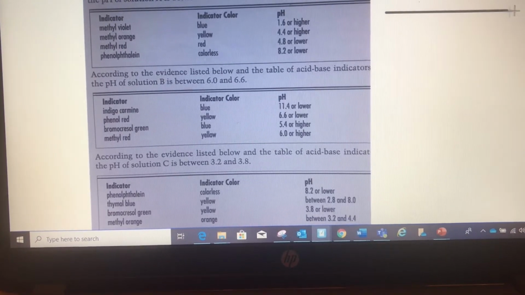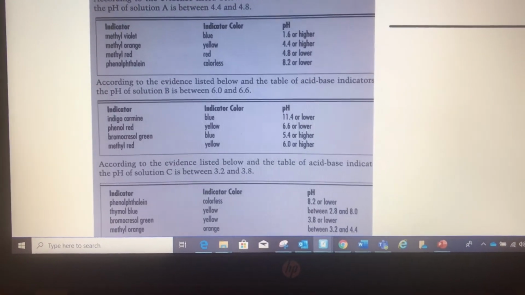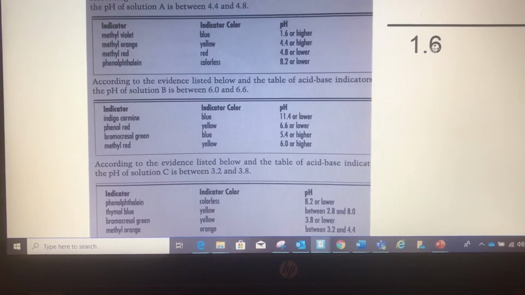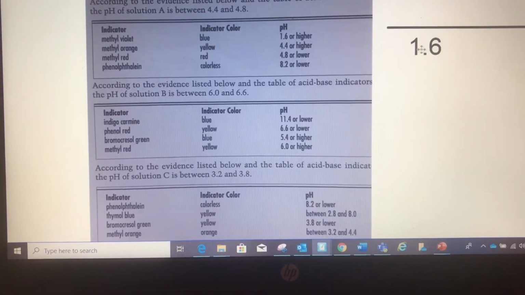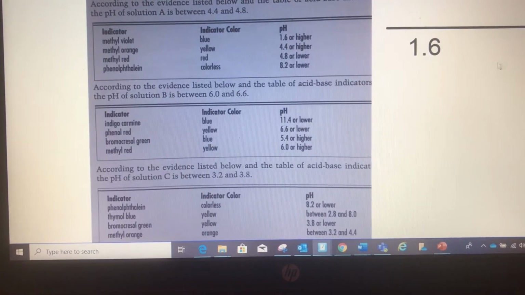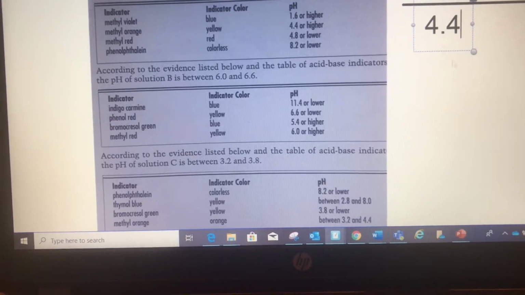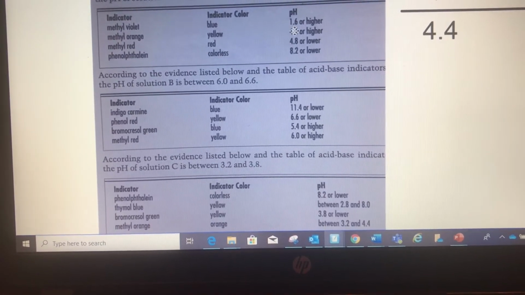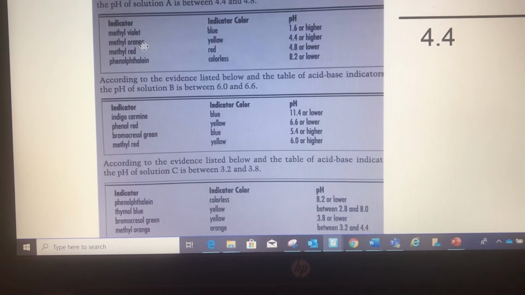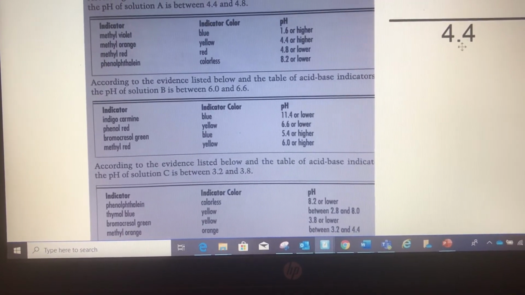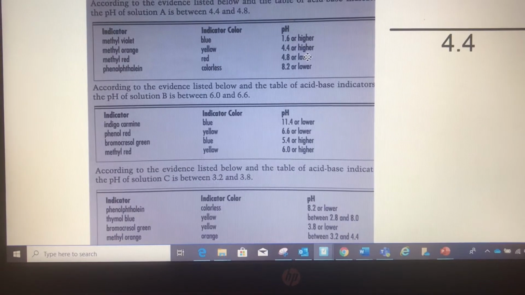So what I usually do is I start off with some sort of a number line and I write down the first clue. So the first clue says the pH is 1.6 or higher. Then the next clue says it's 4.4 or higher, okay? So that 1.6 is no longer valid. 4.4 is the lowest that it can actually be because of the color change of methyl orange. So now we know the pH range for the solution is 4.4 or higher.